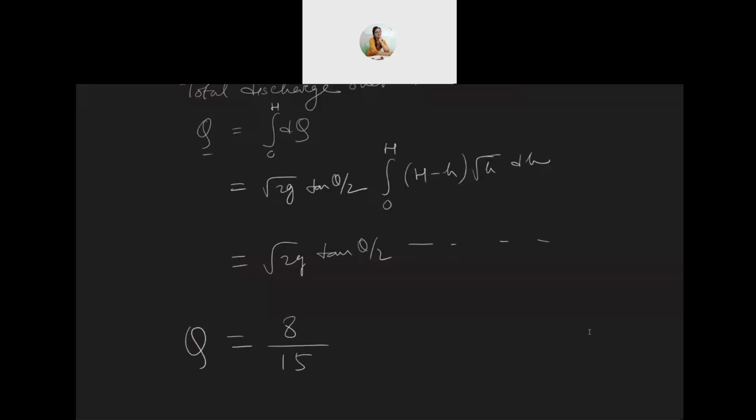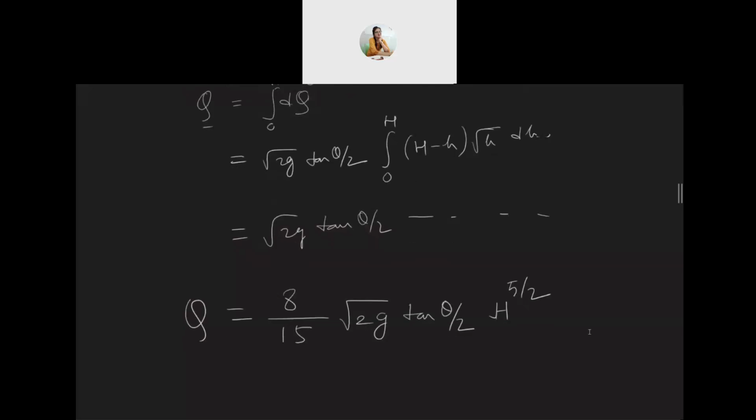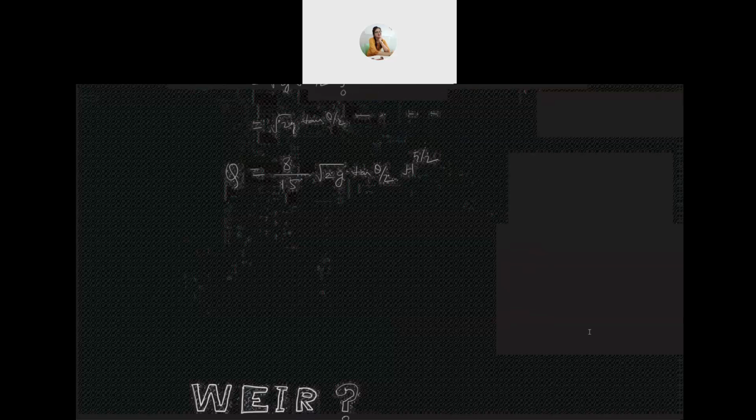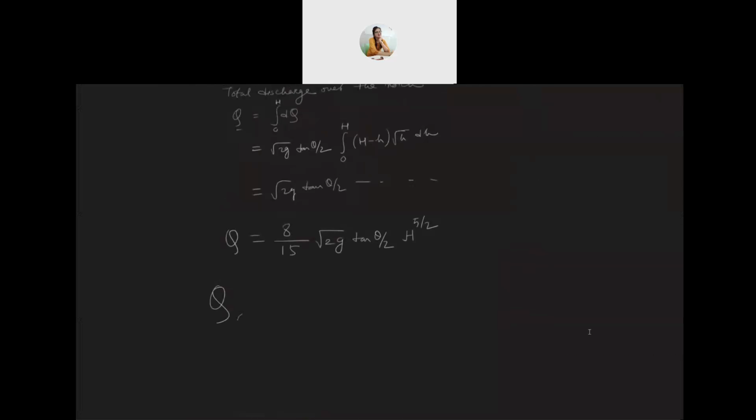8 by 15 root over 2g tan theta by 2 and H to the power 5 by 2. So that is the final expression for discharge. Again, this is only the theoretical discharge, and the actual discharge will be given by Q actual equals 8 by 15 multiplied by some coefficient of discharge CD, and the rest of the expression remains the same.